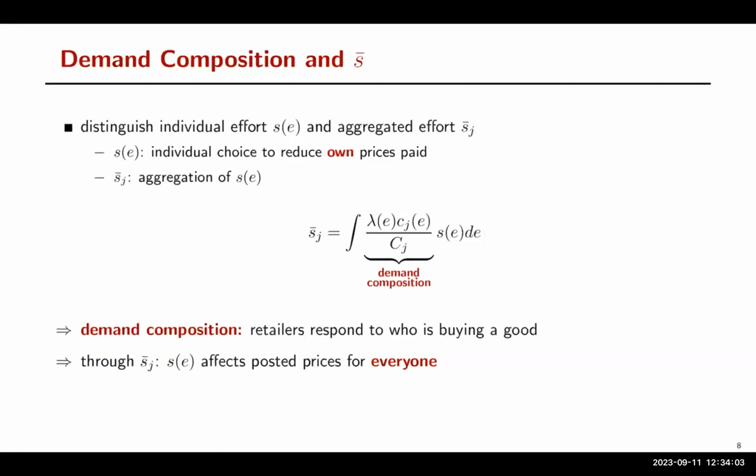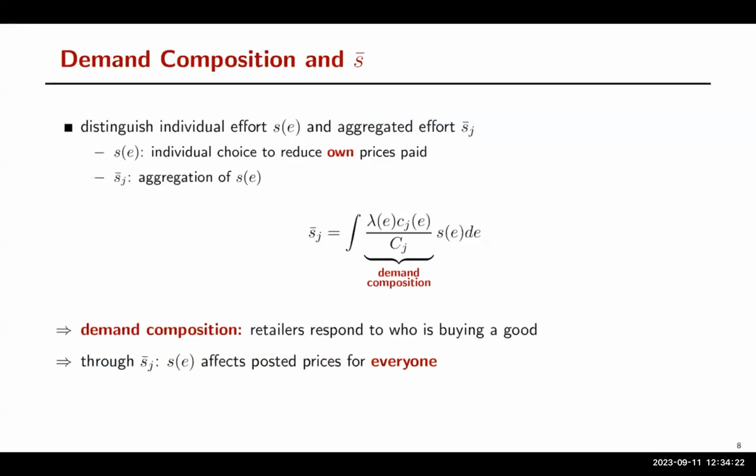And through S bar, my individual search effort is going to impose, in some sense, an externality on everybody else, because if I search very little and I'm accounting for a lot of demand for, say, a can of Coke, right? Everyone who buys a can of Coke gets a price posted based on my low search effort.